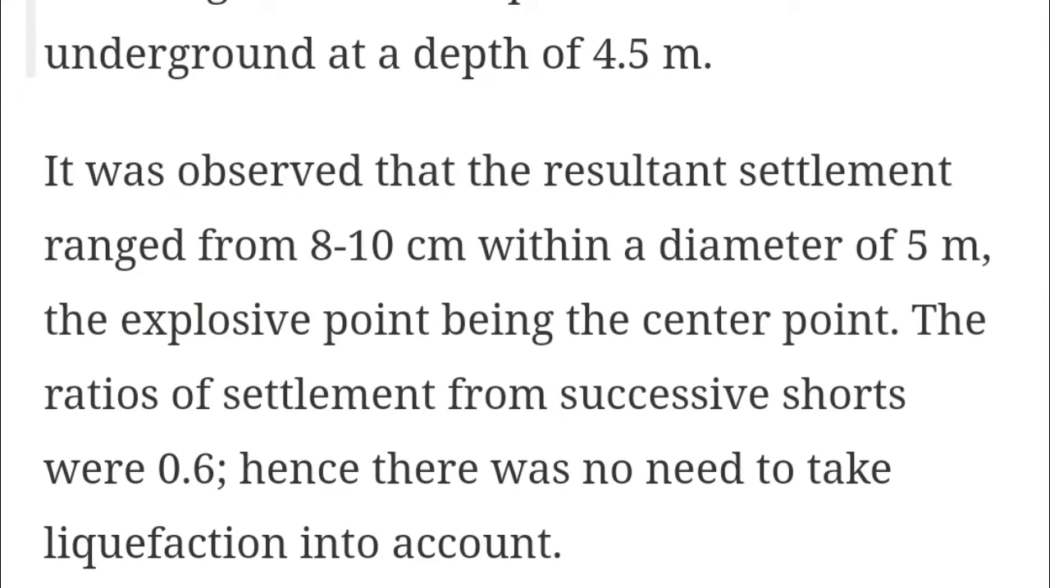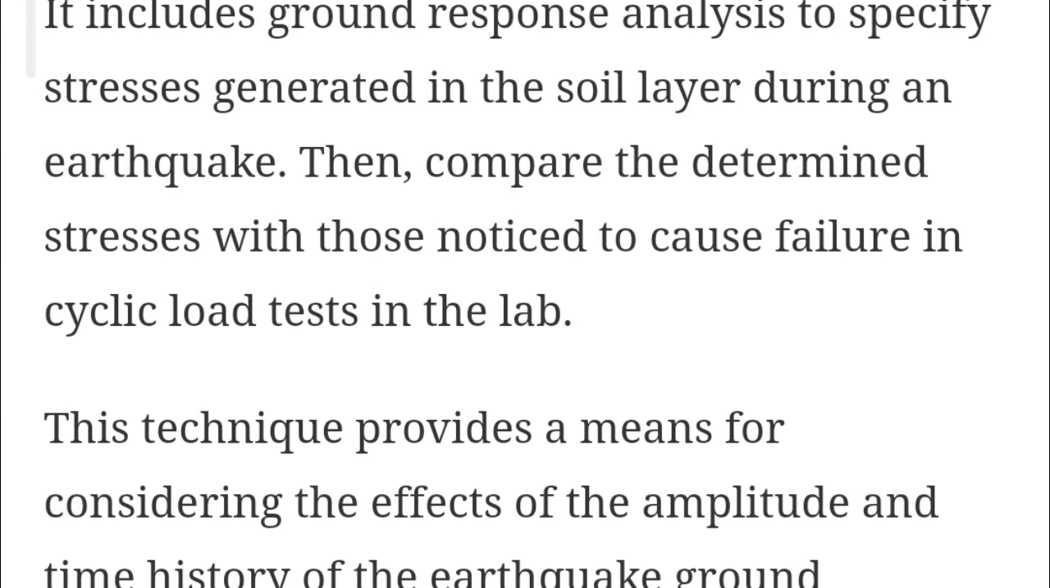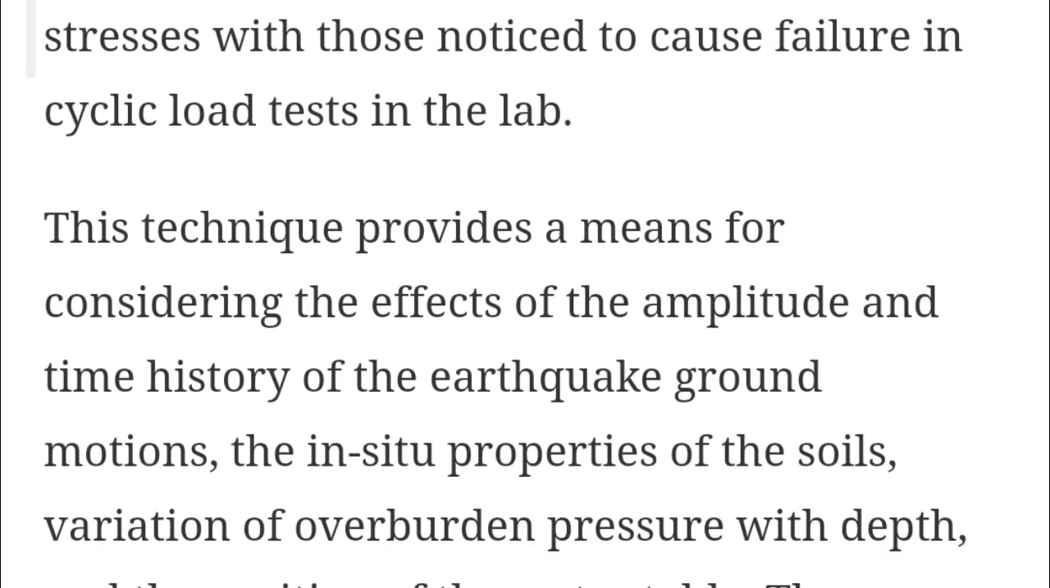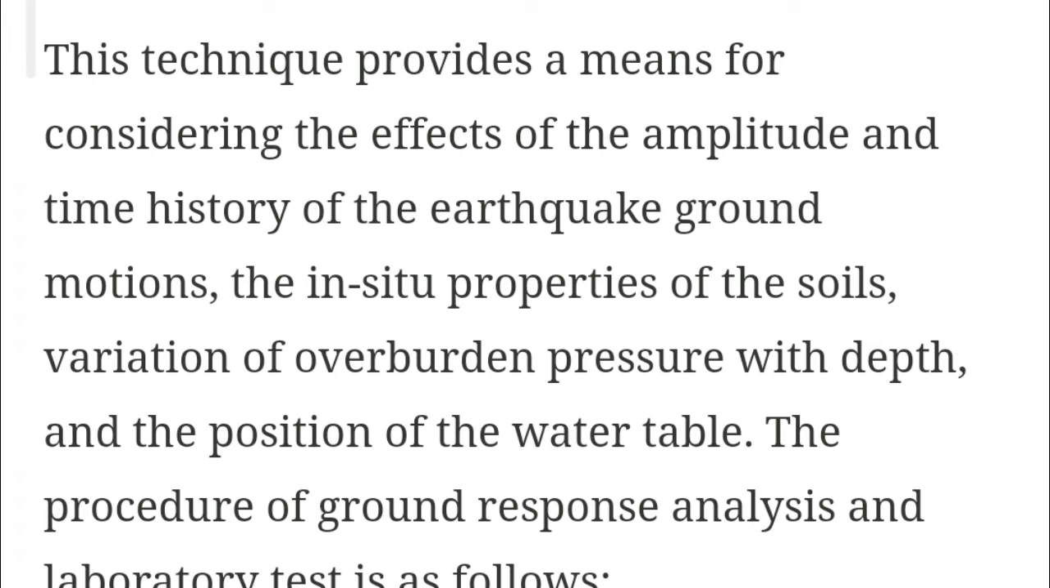Next is the use of ground response analysis and laboratory test procedure. This procedure includes a ground response analysis to specify the stresses generated in the soil layer during the earthquake, then compares the determined stresses with those observed to cause failure in the cyclic load test in the lab. This technique provides a means for considering the effect of amplitude and time history of the earthquake ground motions, the in situ properties of soil, variation of overburden pressure with depth, and the position of the water table.